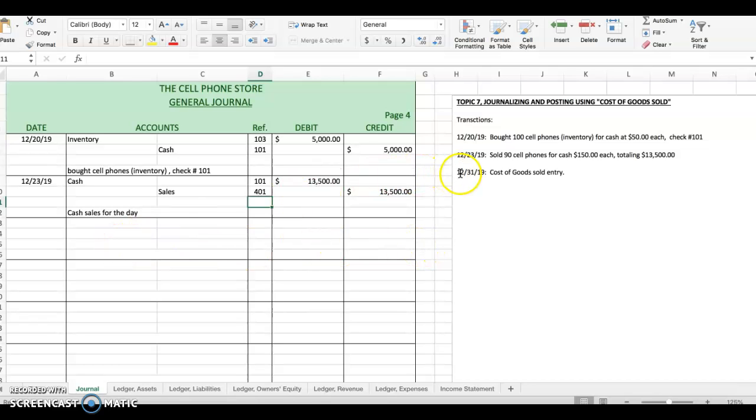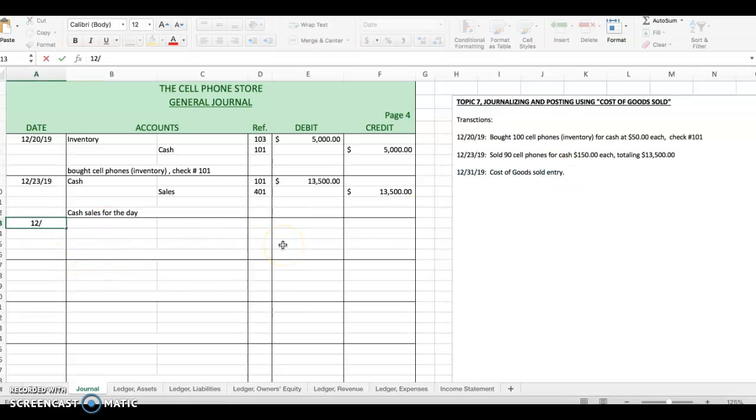The third entry on the right, this is the new one, and this is the one that you need to pay attention to in topic 7. At the end of the accounting period, we have an entry called the cost of goods sold entry. This is to account for and to reconcile the fact that we bought some inventory at one price, but we sold it at a higher price. We don't sell the inventory at the same price we paid for it. We need to sell it at a higher price in order to make some money. So this is going to be dealing with that aspect of the sales and the inventory. So let's journalize this.